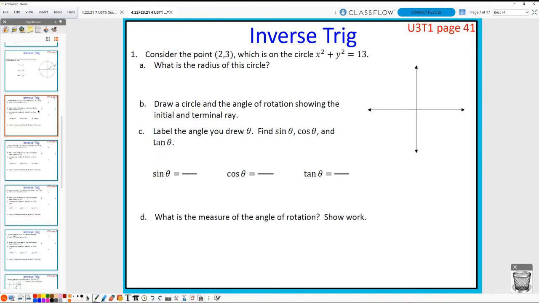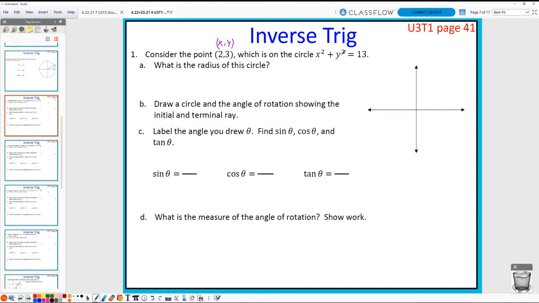So let's take a look at an example here. We had the point (2, 3), which is on the circle x squared plus y squared equals 13. What is the radius of the circle? You might be tempted to start calculating immediately because you say, oh, I have my x, I have my y, I can start calculating that.